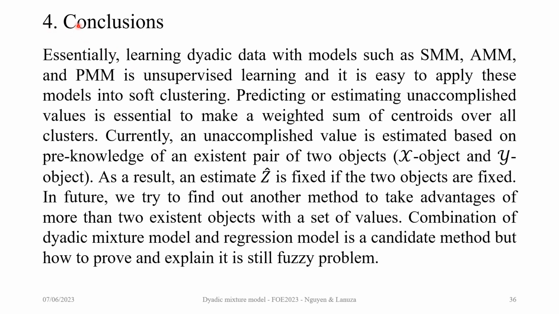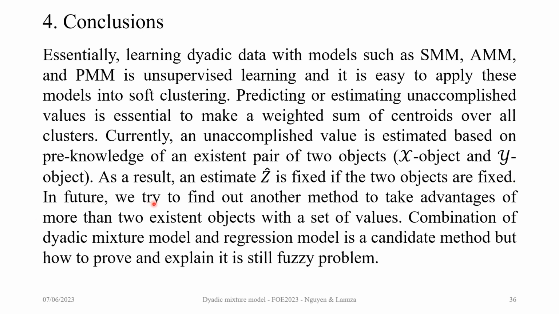And this is the final section, conclusion. Essentially, learning dyadic data with models such as SMM, AMM, and BMM is unsupervised learning, and it is easy to apply the model to self-learning. Predicting and estimating unaccomplished variables is essential to match the weighted sum of centroids over all clusters. Currently, unaccomplished variables are estimated based on the knowledge of the non-existent pair of two offsets, the Si offset and the Yj offset. As a result, an estimated Z hat is fit if the two offsets are fit.